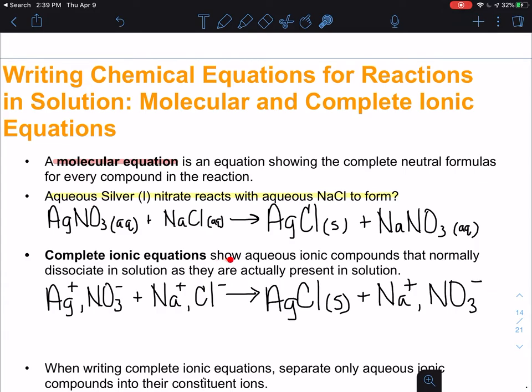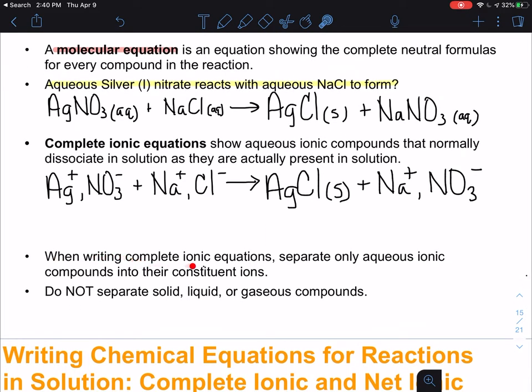This shows aqueous ionic compounds that normally dissociate in water or in solution as they are actually present in the solution. So when we pour this and this together, we end up forming this, and then this is still dissociated. So long story short, you're going to break everything up into ions if they are aqueous. If they're not, like this silver chloride, when you write the complete ionic equation, you have to keep this together because it doesn't break up in solution.